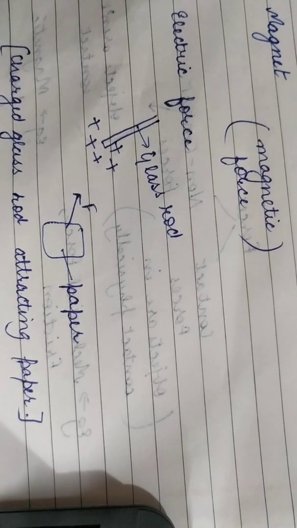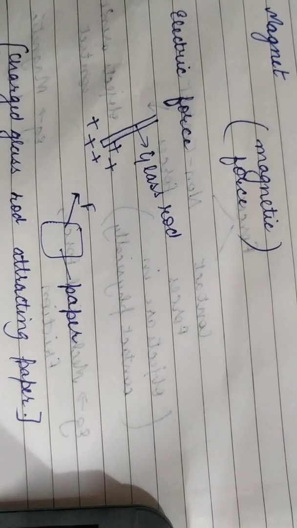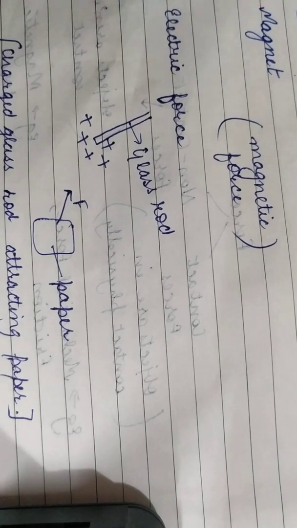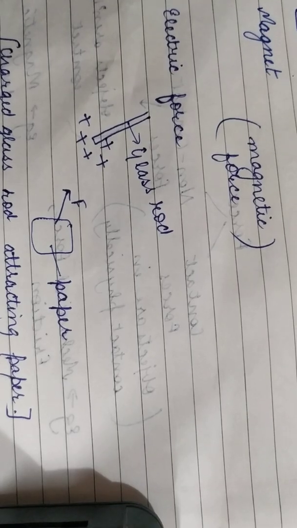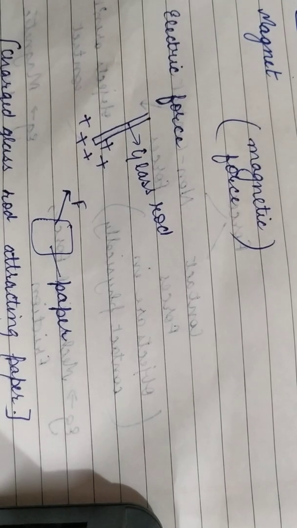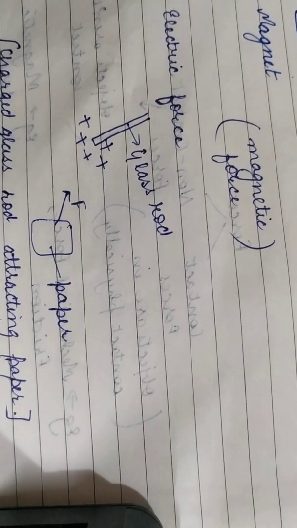A simpler example of electric force can be, we can replace the glass rod with a comb. When you rub a comb on dry hair, the comb acquires a charge that is opposite to the pieces of paper. So if you bring the comb near the pieces of paper, you see that the pieces of paper get attracted to the comb. Basically, the electric force follows a rule similar to that of magnetic force. Unlike poles attract in magnets, similarly unlike charges attract in electric force, and like charges repel.